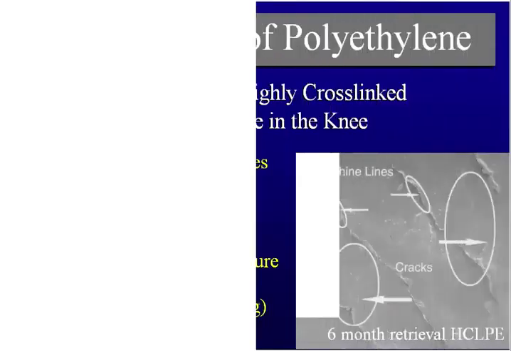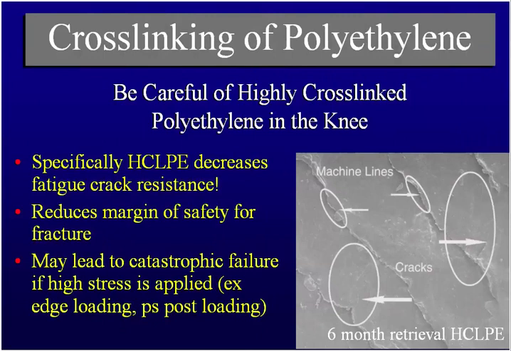So in a knee, where you have areas of contact stresses such as edge loading, you've got to be really careful with the highly cross-linked polyethylene because you have a decreased fatigue crack resistance. Those reduce the margin of safety for fracture, and you could potentially get catastrophic failure with highly cross-linked polyethylene if you have edge loading or an unbalanced knee.